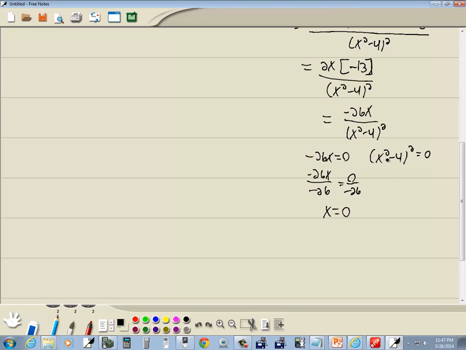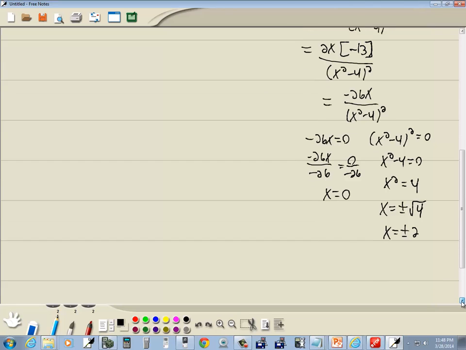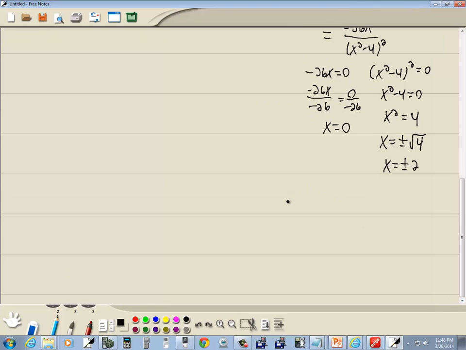Over on this side, remember whenever you have a parentheses to a power equal to 0, you can just drop the power. So we've got x squared minus 4 equals 0. Take the negative 4 to the right side, becomes a positive 4. And square root property. Drop your squared and put a plus or minus square root around the other side. But square root of 4 gives us 2. Okay, so we're going to have x is equal to negative 2. X is equal to 0. X is equal to positive 2.